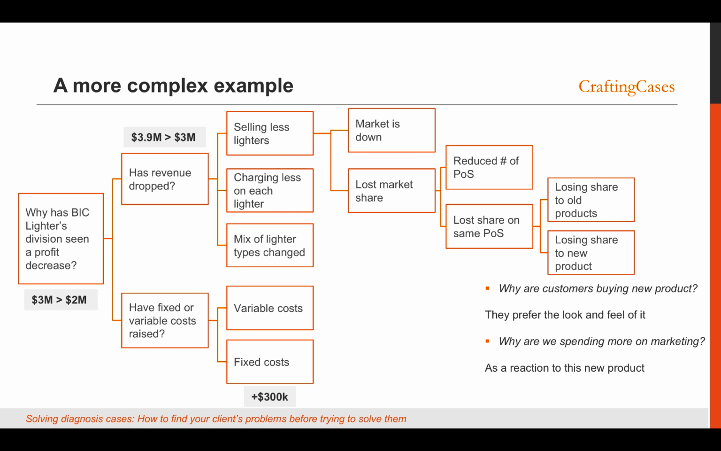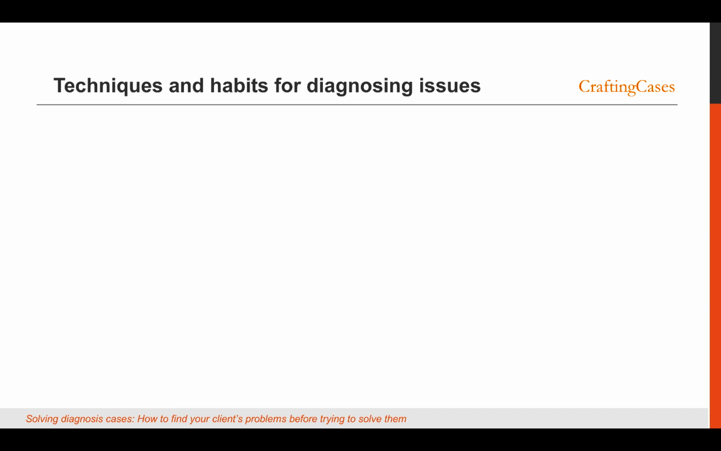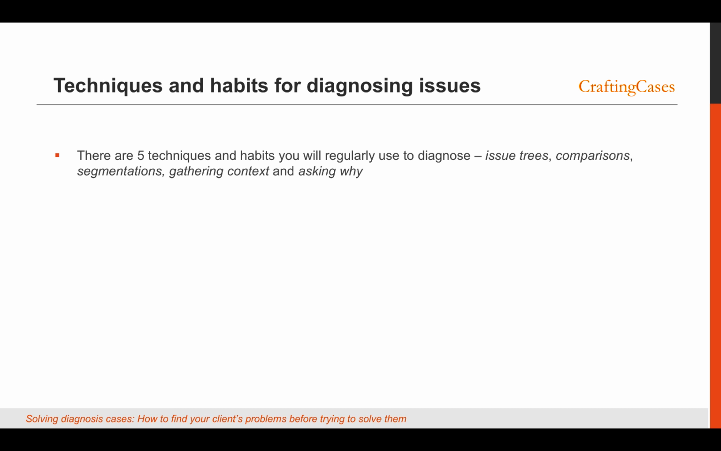So a lot more complex than the first one, but the technique is roughly the same. Let's then talk about these techniques. There are 5 techniques and habits you regularly use to diagnose: issue trees, comparisons between numbers, segmentations, gathering context, and asking why. Master using these techniques at the right times in your case by practicing and getting feedback from people who understand this material, either from crafting cases or another source. So let's go into each one of these 5 techniques and habits.